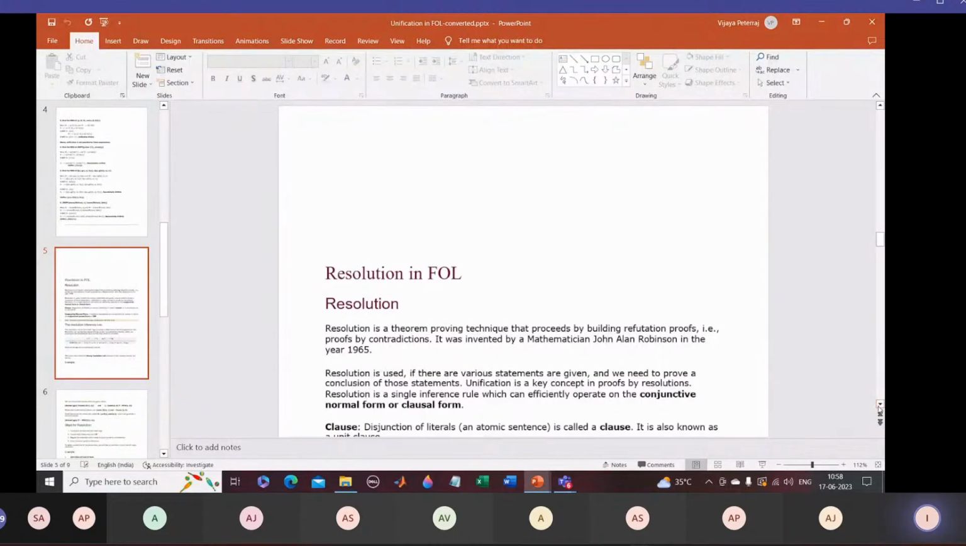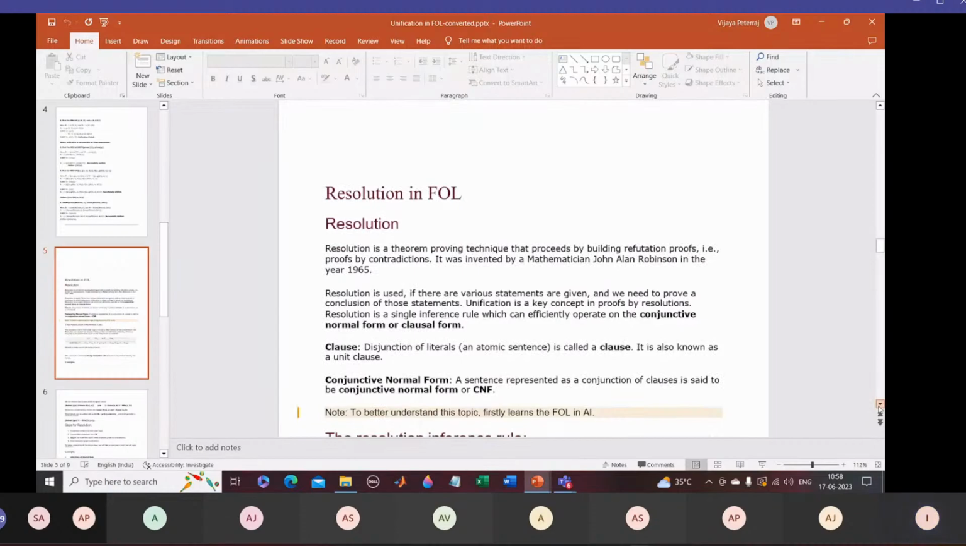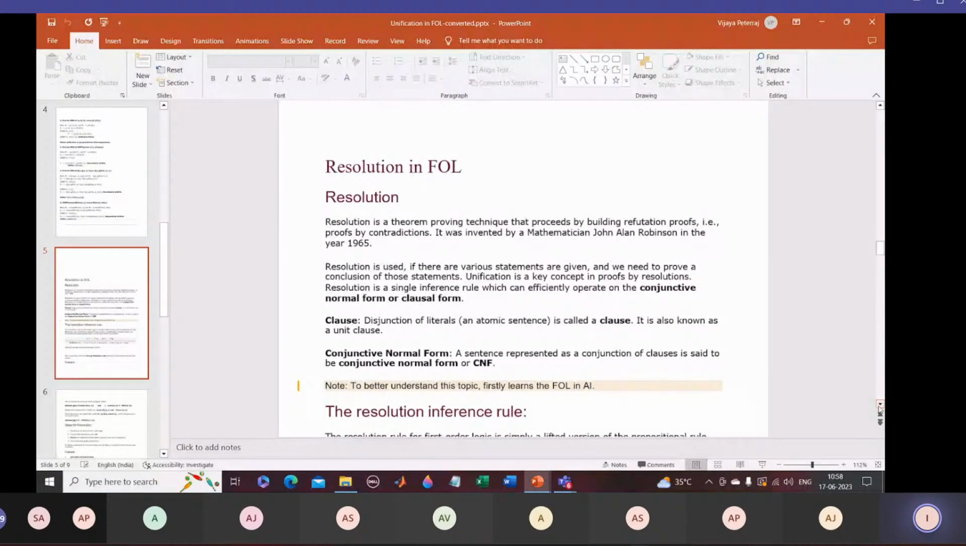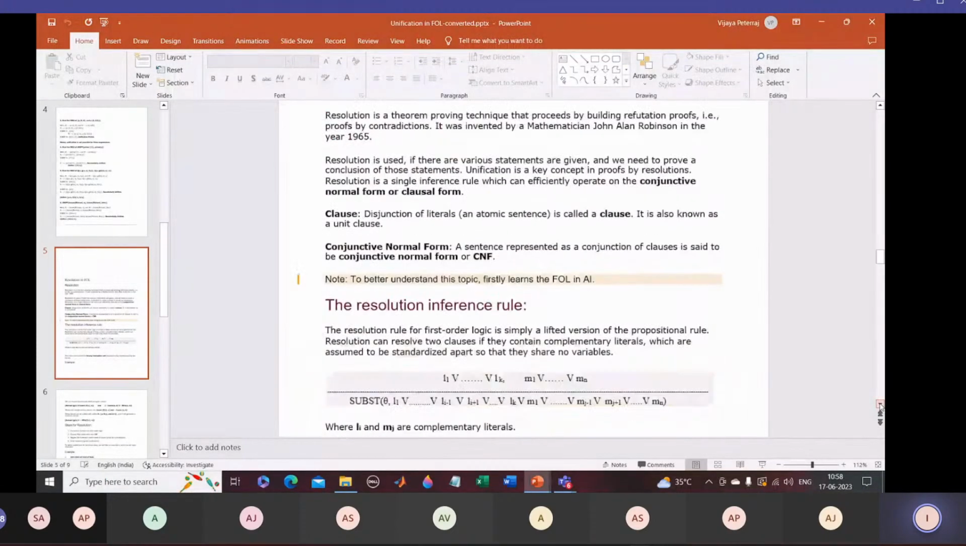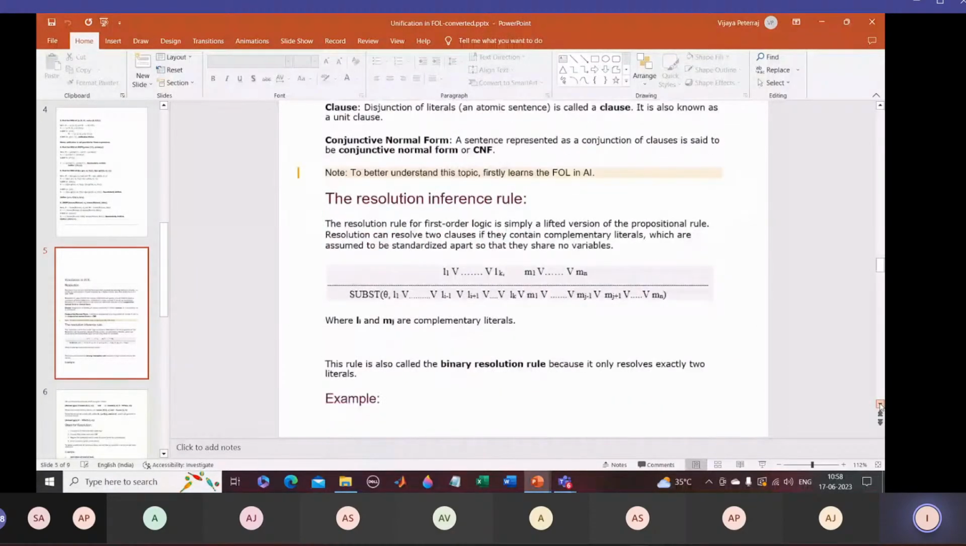Then, what is resolution in first order logic? It's a theorem proving technique that proceeds by building a refutation, that is, proof by contradiction. If various statements are given, then you can go for resolution, and we need to prove the conclusion from those statements. Unification is one of the key concepts in proof by resolution. So unification can be applied in resolution. You should know about clauses, and you should know about conjunctive normal forms. So you have some resolution inference rules.